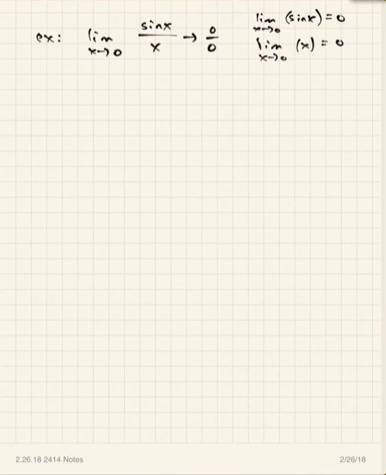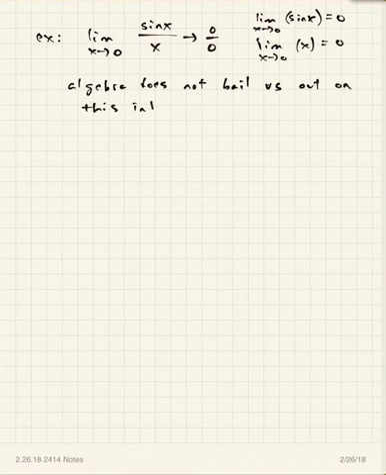So back in Cal 1, you might have used the graph to evaluate this limit, or you might have made a table of values, or you might have used a kind of complicated geometric argument to evaluate this limit. But there's no simple algebraic way to deal with this, right? So algebra does not bail us out on this indeterminate form.